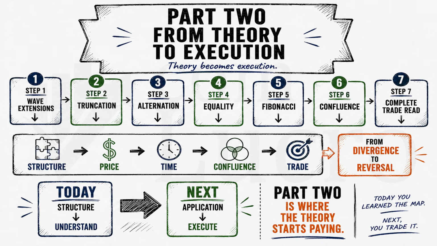In part 2, we take it to the chart and make it pay. Wave extensions and truncations, the guidelines of alternation and equality, and then Fibonacci, how the ratios project where a wave should end in price and in time, how to stack them into confluence, and a complete trade read from divergence to reversal. Structure is what you learn today. Part 2 is what you do with it.